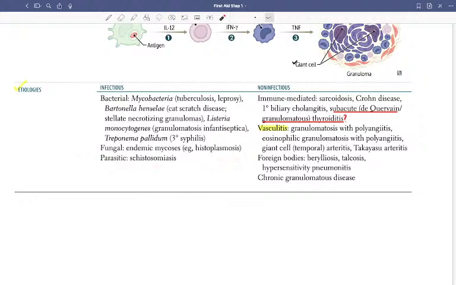Immune mediated: sarcoidosis, the non-infectious granuloma, and Crohn's disease. Subacute De Quervain's granulomatous thyroiditis, this will come across.